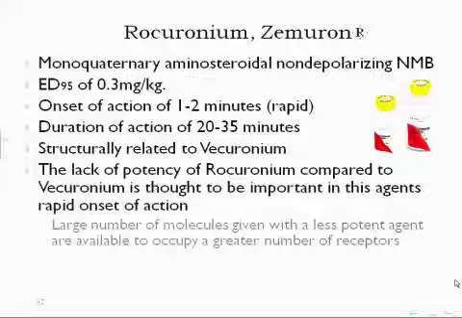The good thing about this drug is that the ED95 is pretty high. It's 0.3 milligrams per kilo, which is 300 mics per kilo. The onset of action is 1 to 2 minutes, which is very rapid. The duration of action of a single dose is pretty consistent, around 20 to 35 minutes. And it is a monoquaternary compound, very similar to vecuronium. It does have a lack of potency compared to Vec, and that's why we think it's important, because when you give this agent, you're giving greater numbers of molecules. So there's more chance of it to bind, which gives it a more rapid onset.